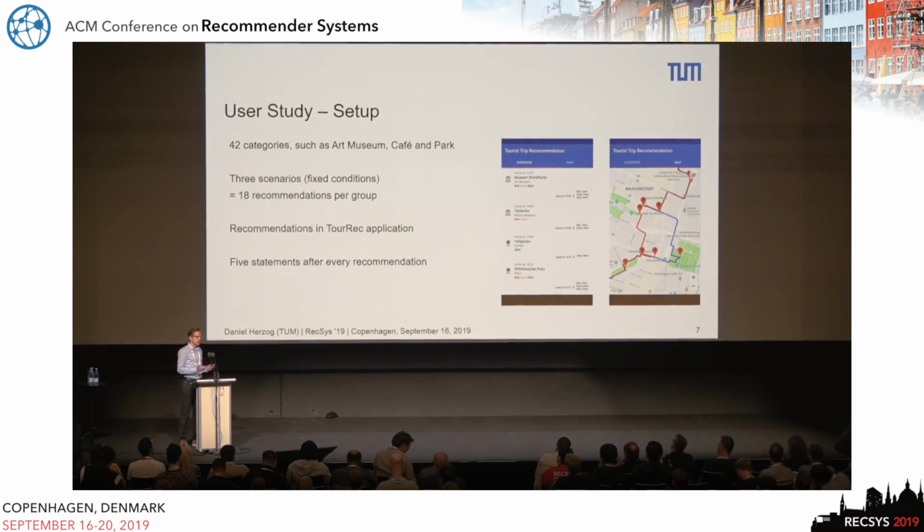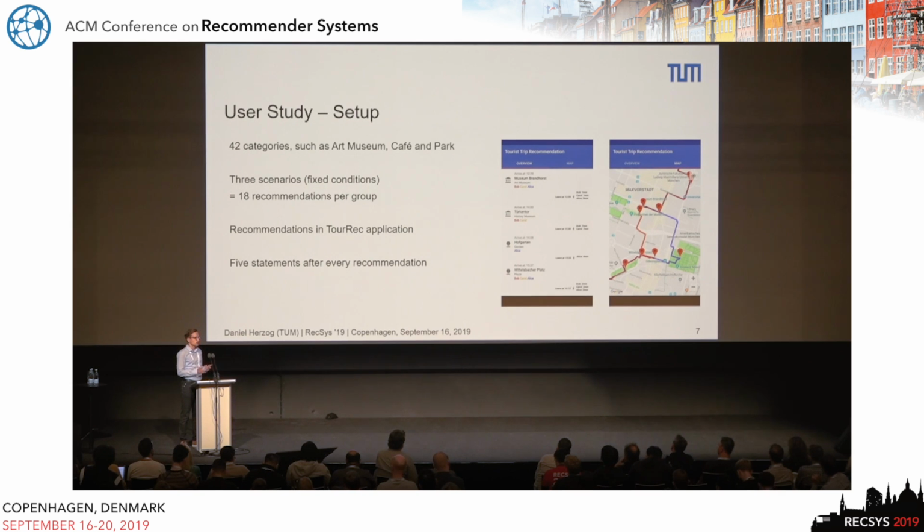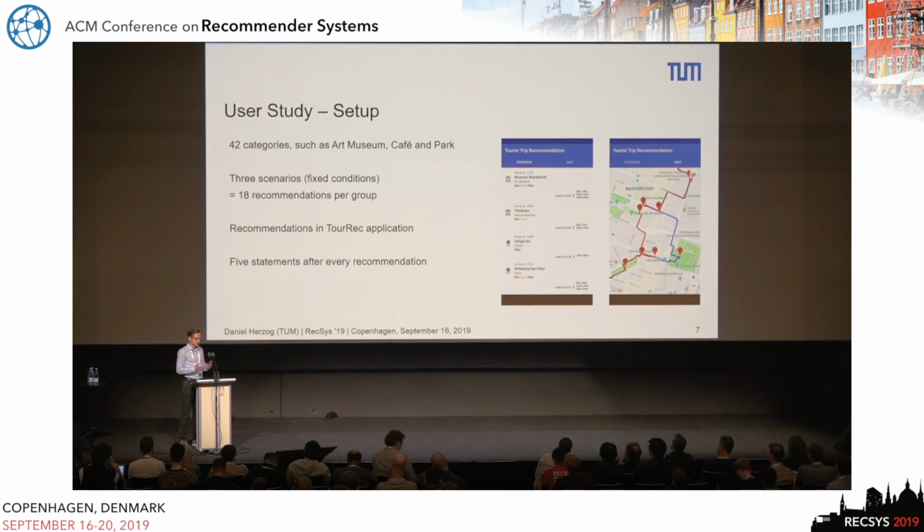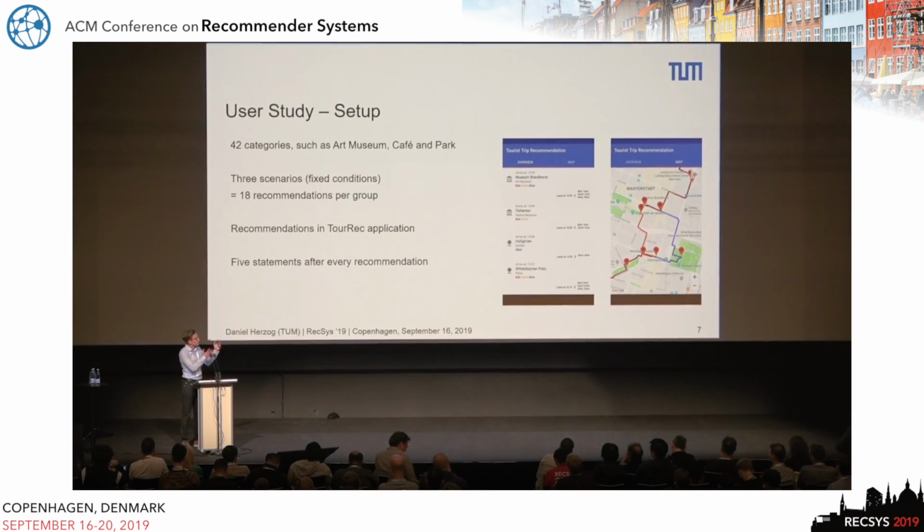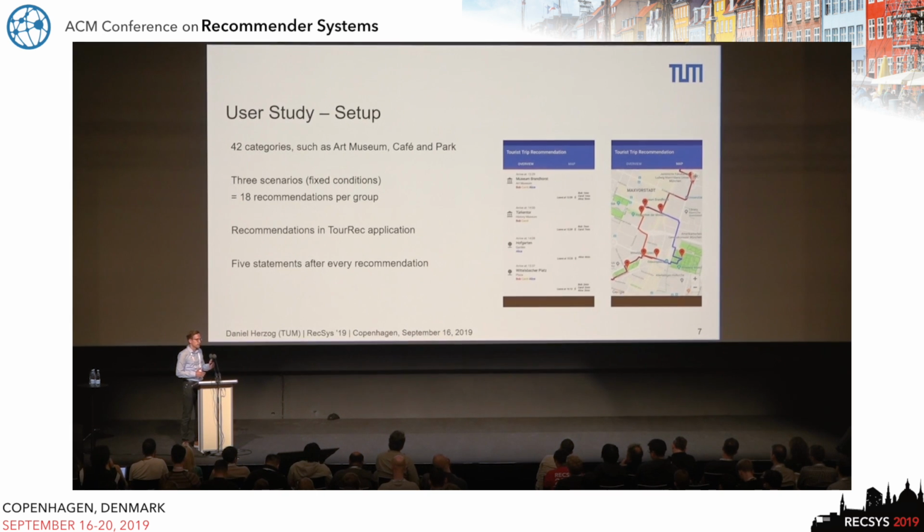And in the user study, we had groups, and every group member received an own smartphone and could enter personal travel preferences. We had up to 42 categories, such as art museum. And then the smartphones were connected. The group members received the same recommendation on all of the displays, could watch the recommendation, and then rated using a short questionnaire we adapted from the rescue questionnaire.